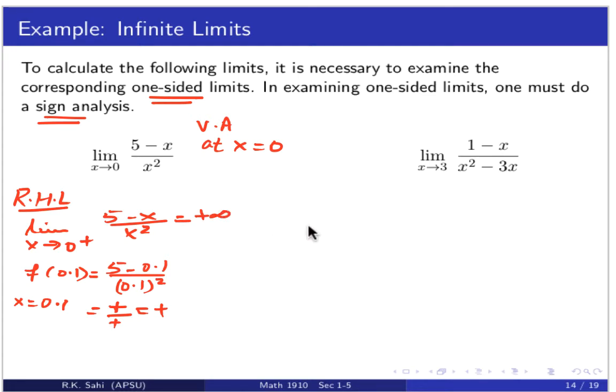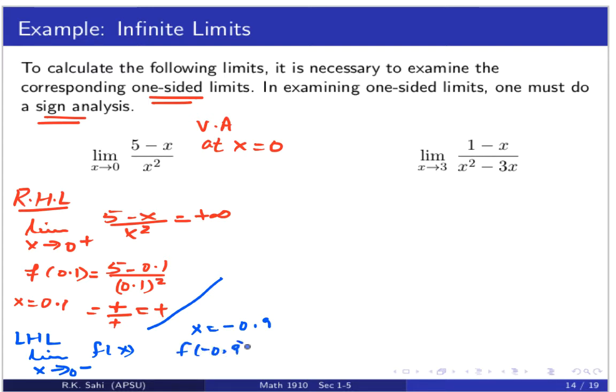Okay, now let's look at the left-hand limit. That means the limit as x approaches 0 from the left of this function f(x). In order to do that, let my number be very, very close to 0, but negative. In this scenario, say x is minus 0.9, very close. So what is the function value at negative 0.9?